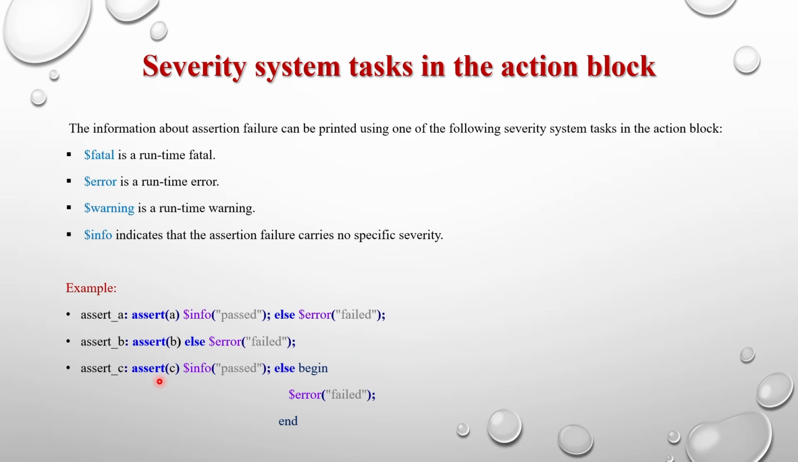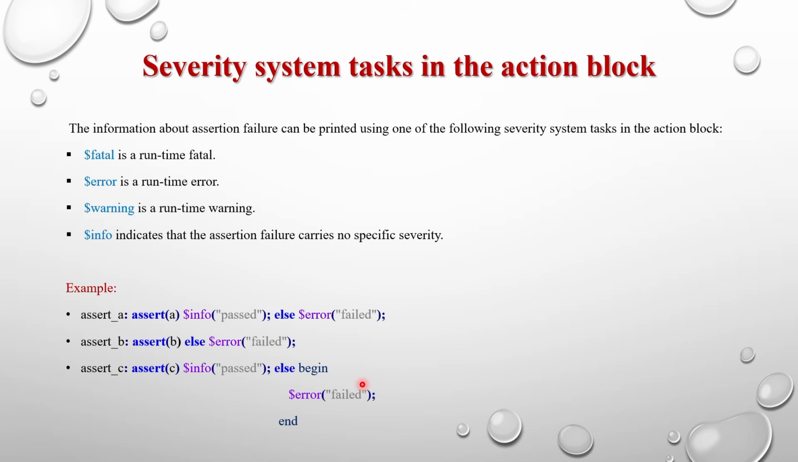And in the third example, assert C info passed and else, here you can see I have used the begin and end. You can provide it like this. You can use begin and end and insert the logic or any statements inside the begin and end. Okay, so this is also possible. And if you are not providing the pass or failure statement, then the default error message will be reported when the assertion fails. Okay, so this is all about the severity system task in the action block.